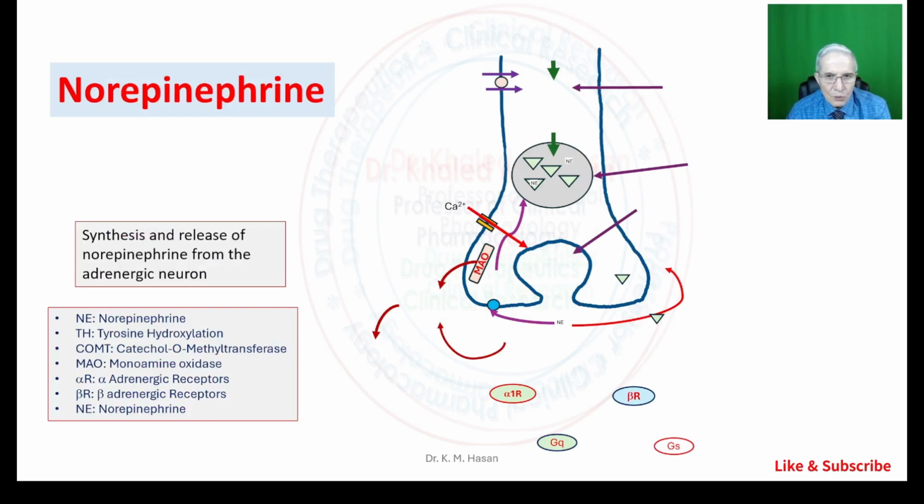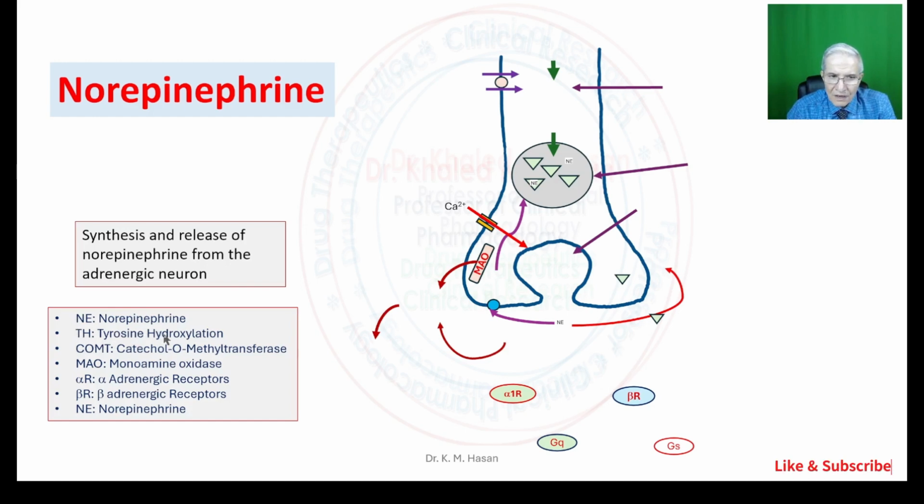Okay, so we have two main important concepts in the autonomic nervous system. We are going to speak about the synthesis and release of mediators. The two main mediators we are going to cover in these slides are norepinephrine and acetylcholine. We will start with norepinephrine, the synthesis and release of norepinephrine from the adrenergic neurons. Before we go in depth, you need to be familiar with these abbreviations.